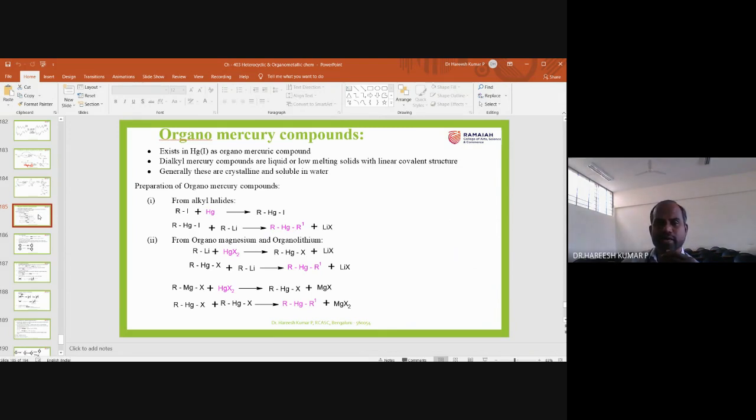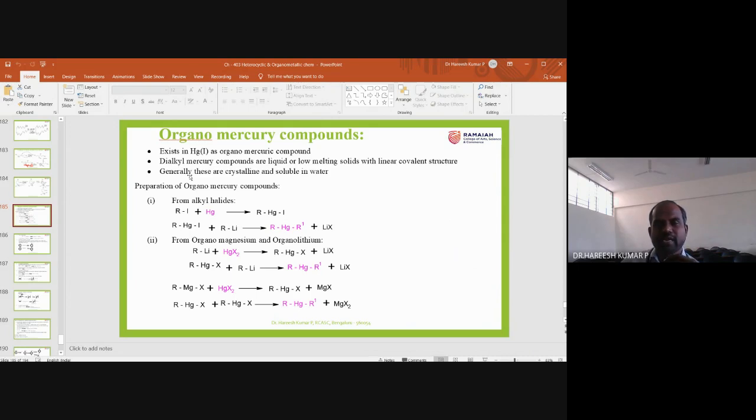Hg is called mercury. I think you are aware that this is the only metal which is in liquid form. Normally you can find it in a thermometer; a thermometer contains mercury. Here we need to know that it exists in two forms: one is mercurous, meaning Hg plus, and mercuric, Hg 2 plus. Mercurous is highly unstable, mercuric is a little more stable.